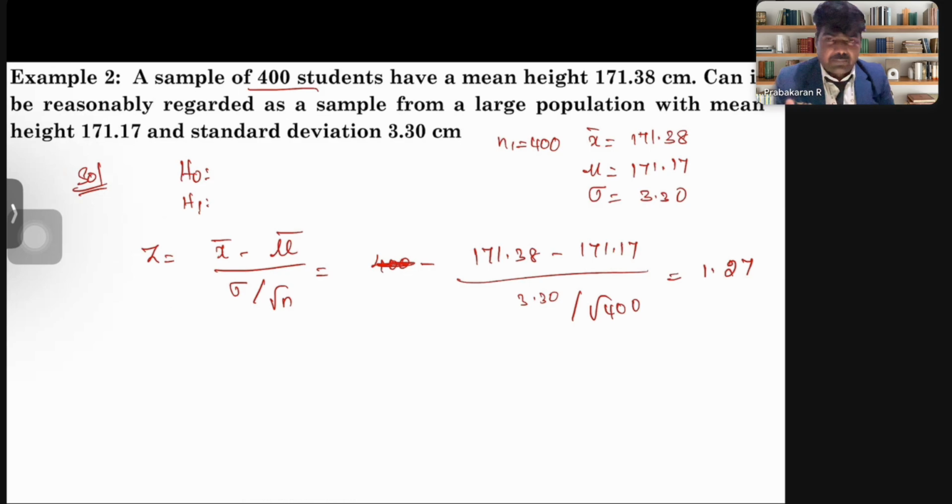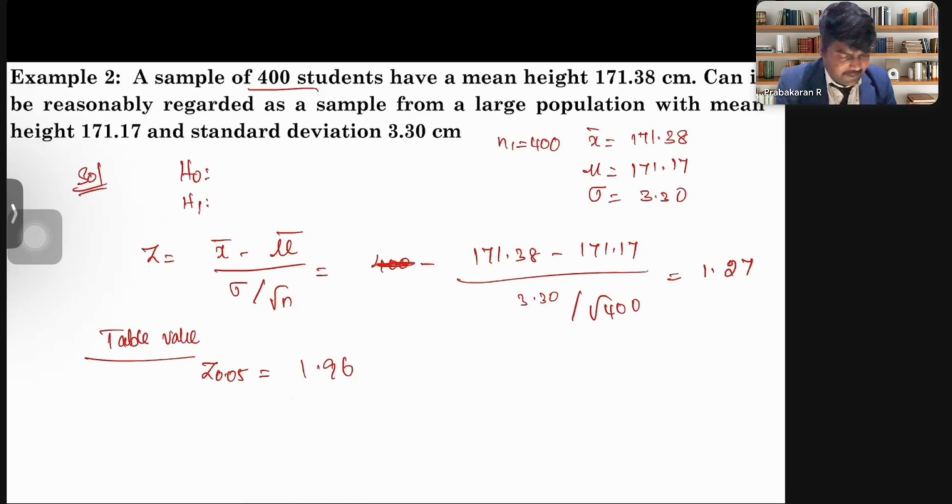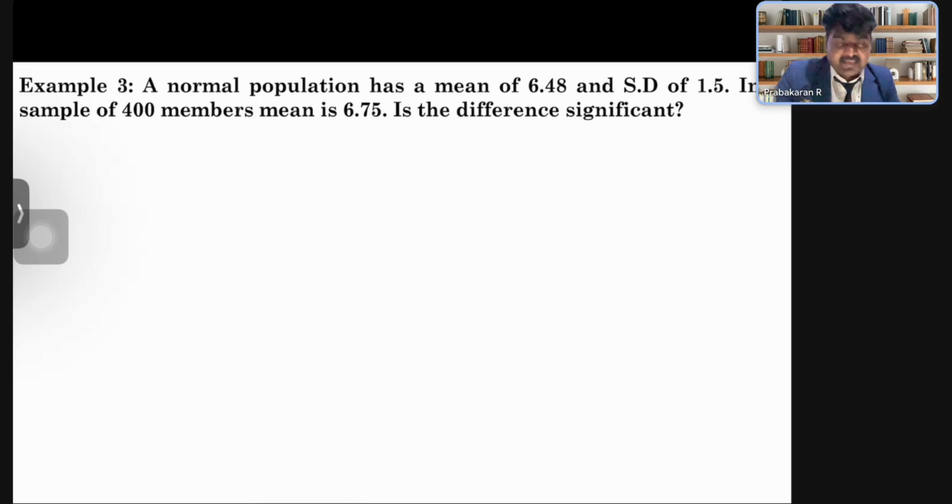Now we can go for, since in H0 we are comparing in general, we are not comparing whether one is greater than the other or one is lesser than the other, it's a two-tail test. So two-tail means when you go for the table value, it is at 0.05, but we are going to see it at 0.025. Since it's a two-tail test, the answer is, already we know that, 1.96. By comparing test value and the table value, the conclusion is accept H0.